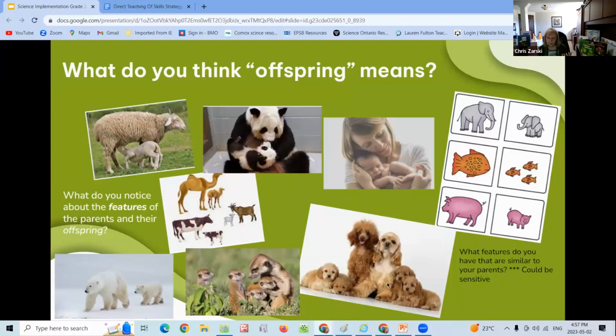They look very much like the mom. So again, there's some common features. And we want to talk about what is a feature. When we talk about what are common features, first of all, you better define what a feature is. I need to know what that means.